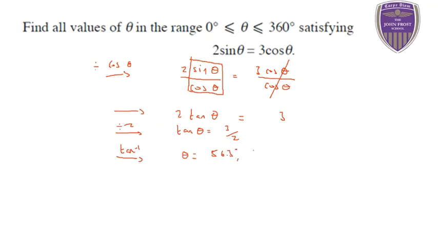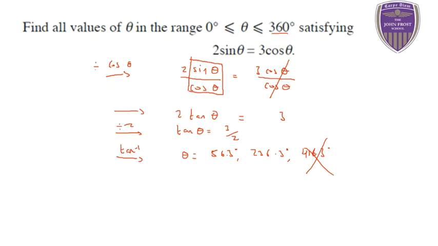Add on 180 as we always do, and you get 236.3 degrees. If you add on 180 again, you get 416.3 degrees. There we go. That is outside this range here, so I will get rid of that. And that one is easy, is finished, done.